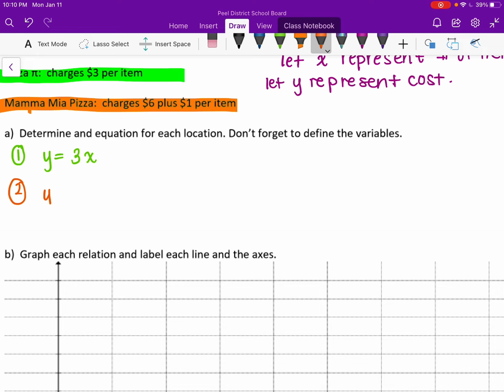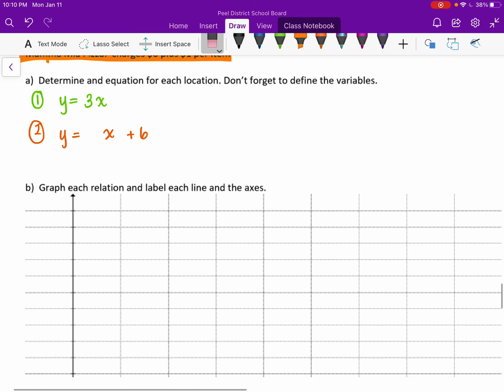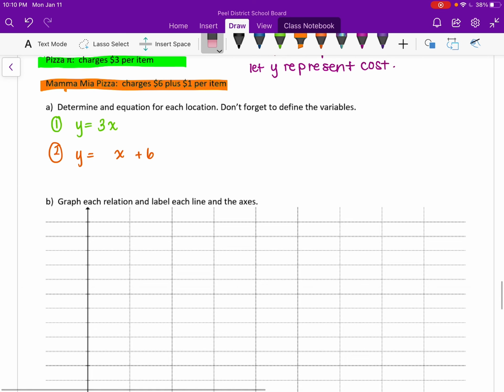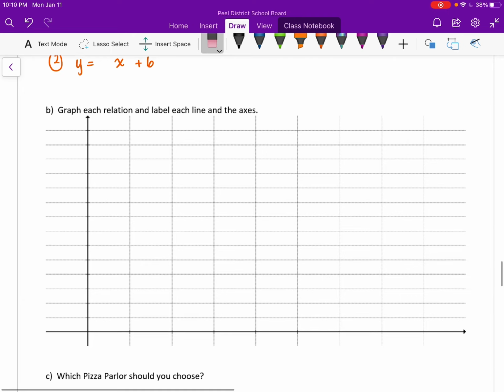So we're going to say y is equal to, we know there's going to be plus 6, because even if you don't get toppings, you got to put in that $6, plus just 1x, but I can leave the 1 alone and just say x plus 6, right? All right, so I got my two equations here. What am I going to do next? I'm going to go and graph them, right?